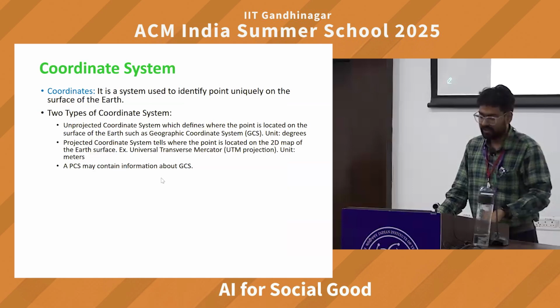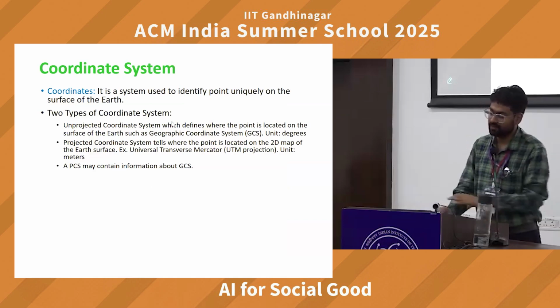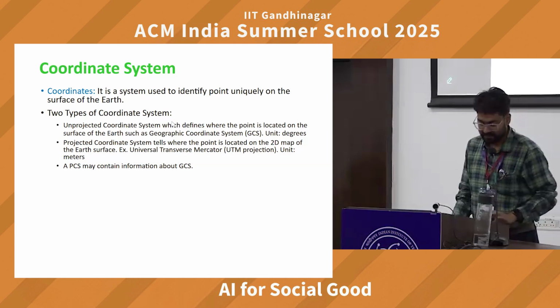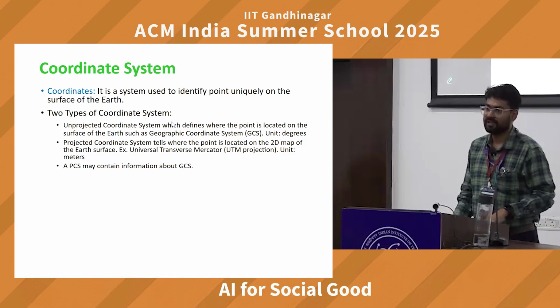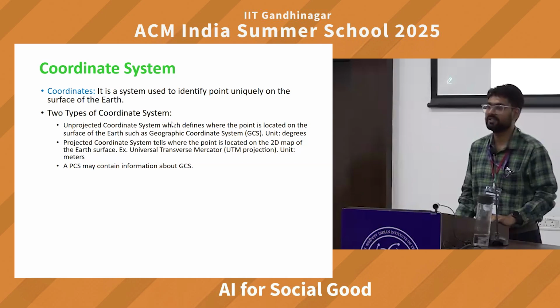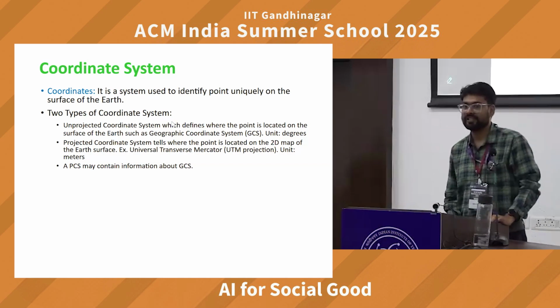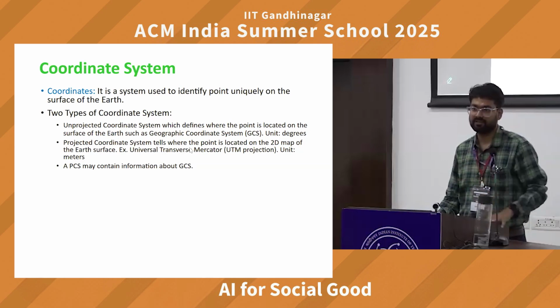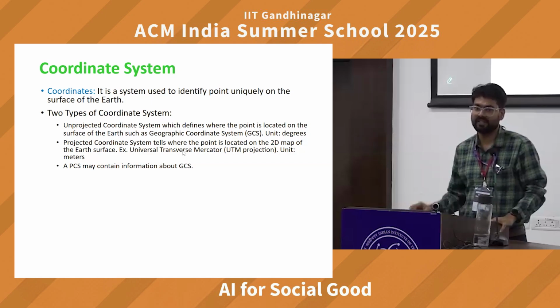Now coming to the coordinate system. It is a system used to identify a point uniquely on the surface of the earth, as we discussed earlier. There are two types of coordinate system. One is the unprojected coordinate system, which means we have given the lat long and a particular value at that location explicitly to the system. Another is the projected coordinate system, which tells us where the point is located on the 2D map on the surface. It considers the mathematical functionality in itself. That's why we call it a projected coordinate system.